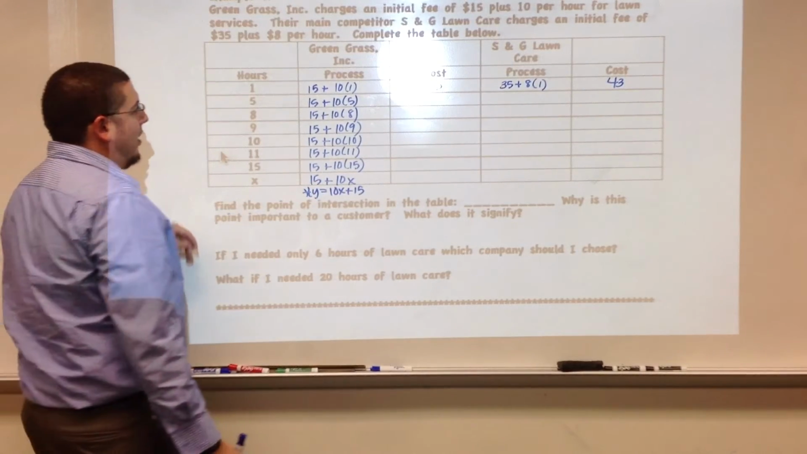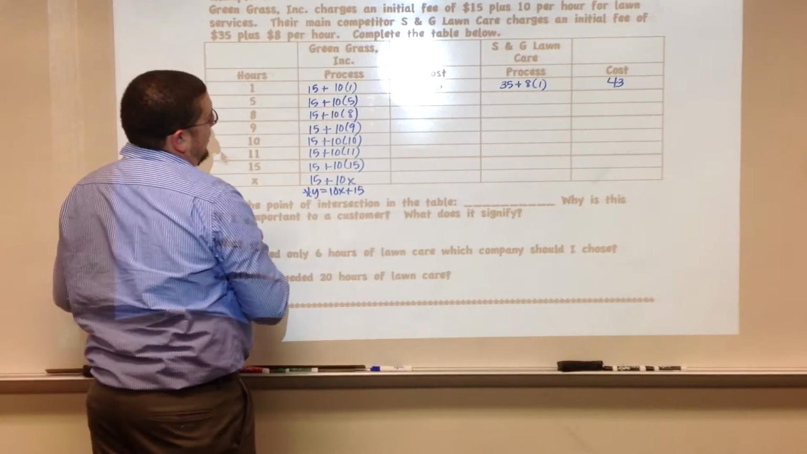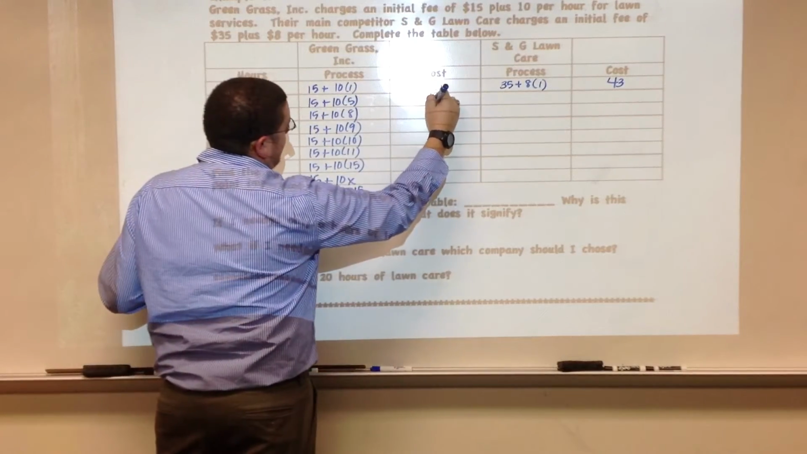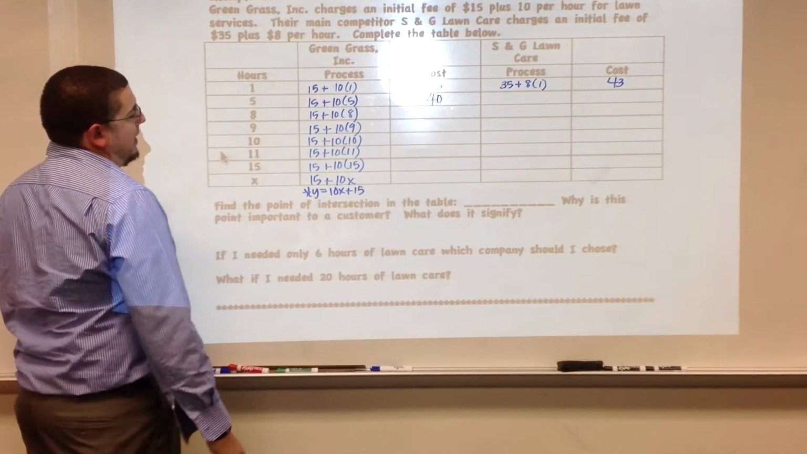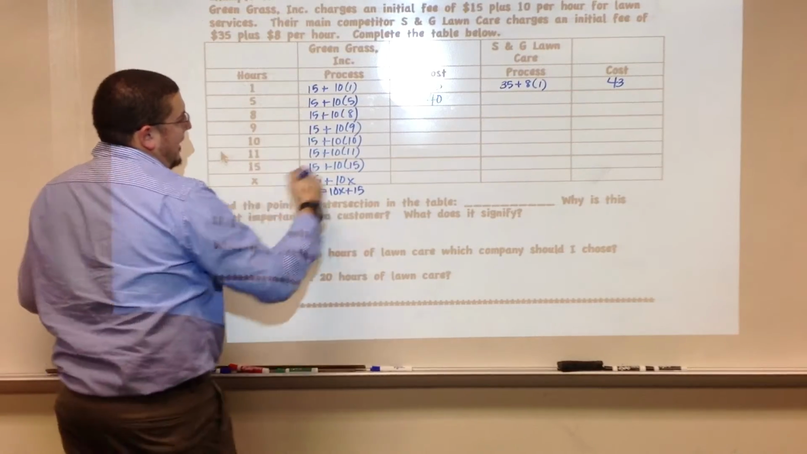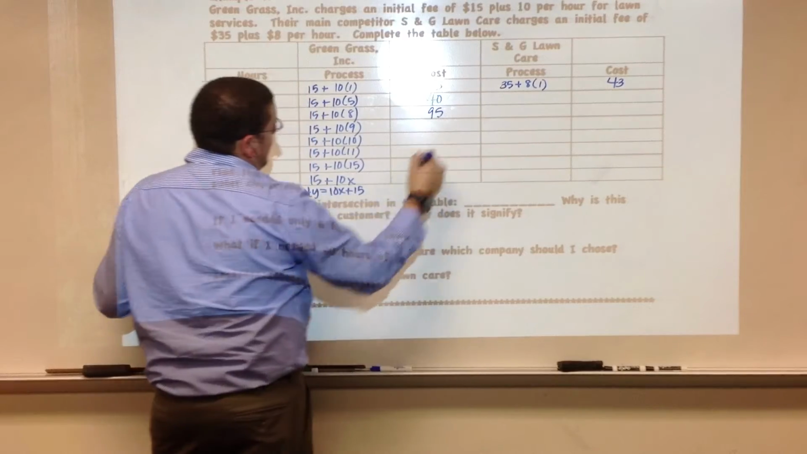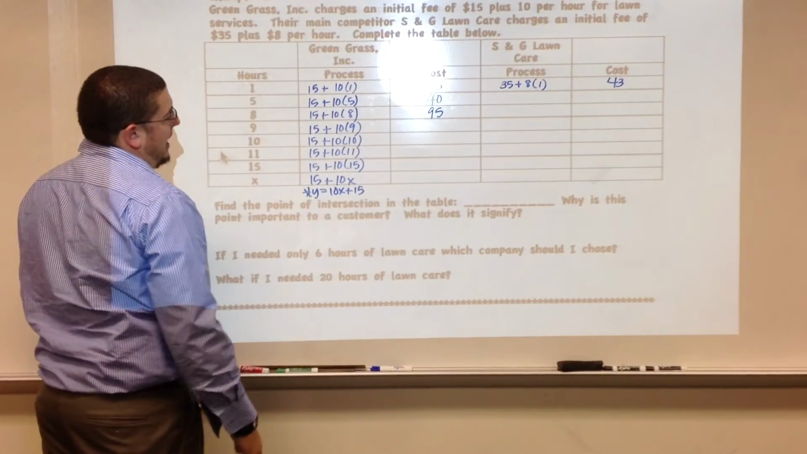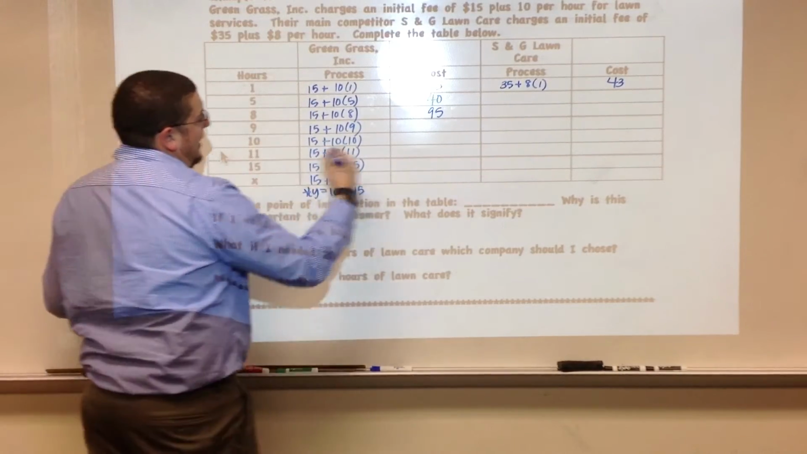So let's go ahead and figure out the cost then. 10 times 5 is 25, 30, 40. It's $40 for 5 hours. For 8 hours, we have 10 times 8 is 80, plus 15 is 95. For 9 hours, 9 times 10 is 90, plus 15 is 105.